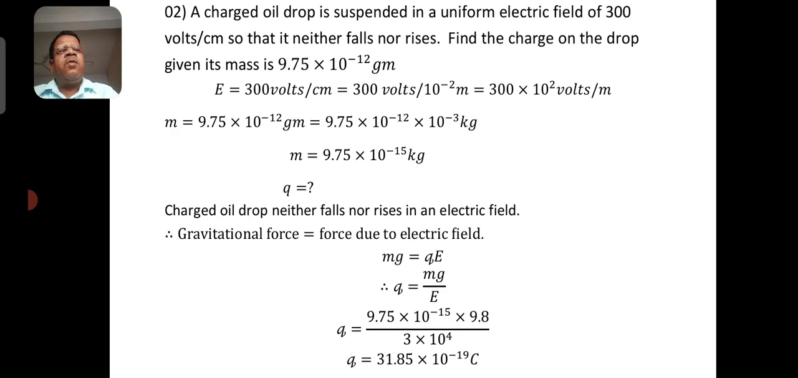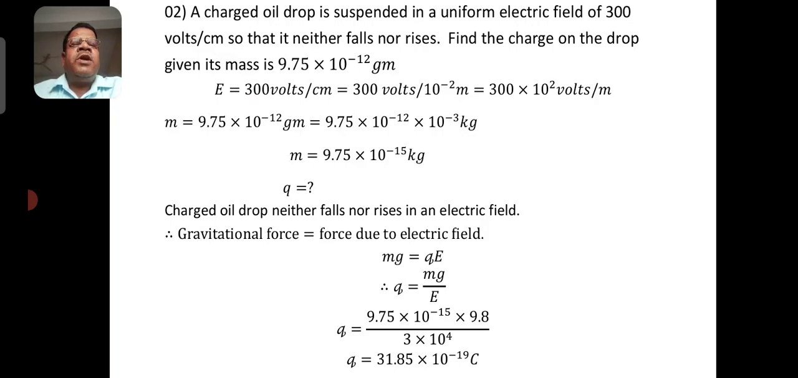See the second problem. A charged oil drop is suspended in a uniform electric field of 300 volts per centimeter so that it neither falls nor rises. Find the charge on the drop given its mass is 9.75 into 10 to the power minus 12 gram.